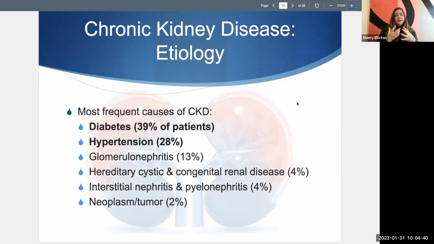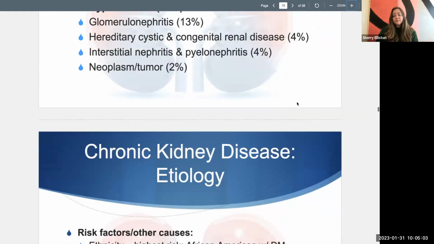So you could have an inflammatory process of the glomerulus. You could have congenital issues. Some babies are born with just one kidney, or have two kidneys but with congenital defects, so they're not functioning. You can have consistent inflammatory processes, and then a neoplasm, which is a tumor inside the kidneys.